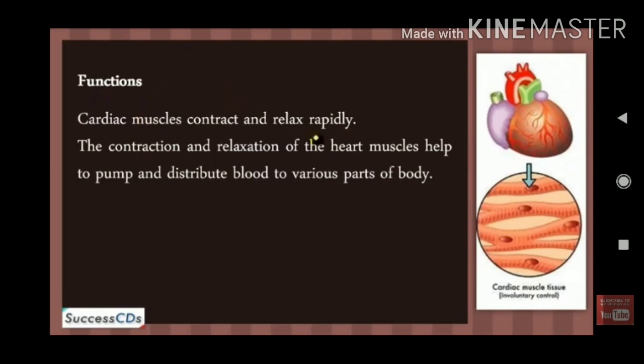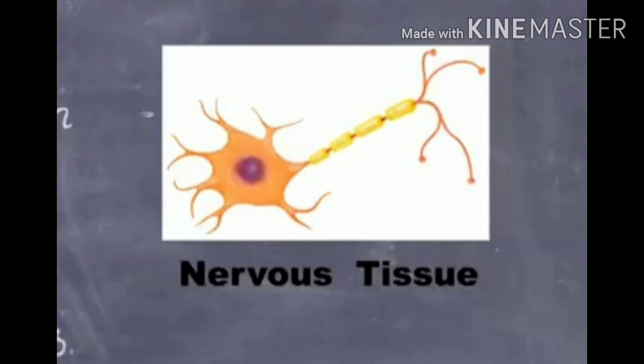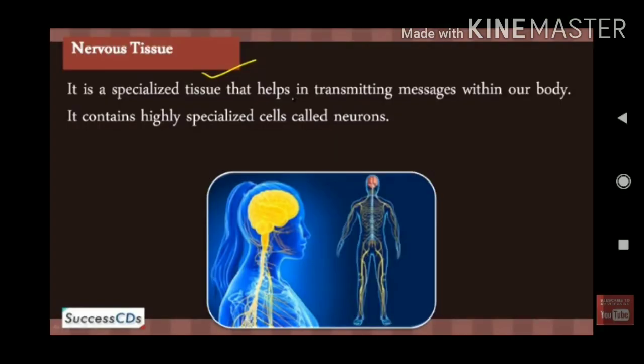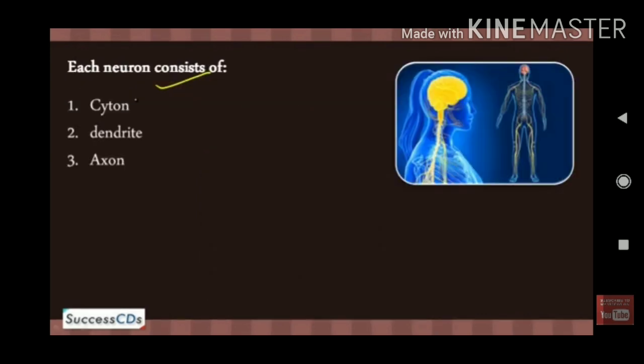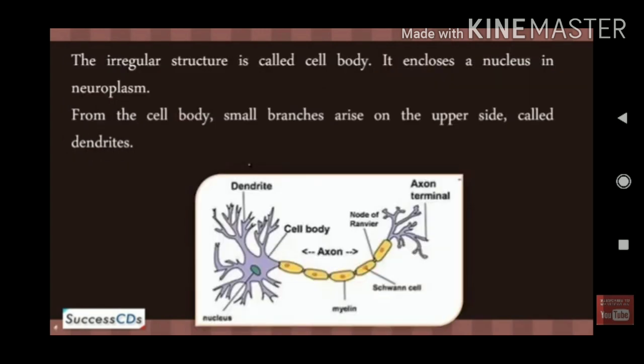So now let us see the nervous tissue. The nervous tissue comprises nerve cells. The neuron is the structural and functional unit of the nervous tissue. Do you know the longest cell in our body is the nerve cell? The nerve cell consists of three major parts: cyton, dendron and axon, and at the end, the terminal branches.